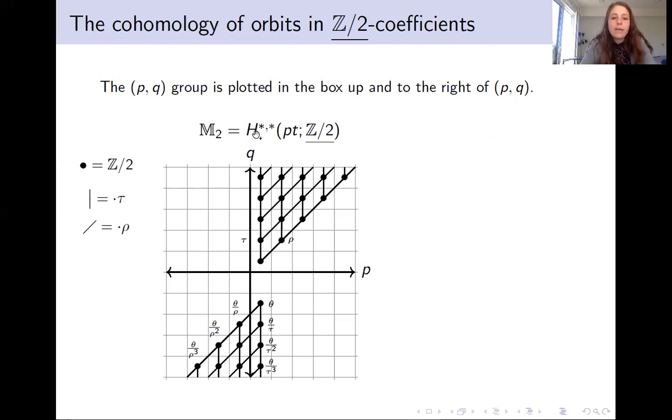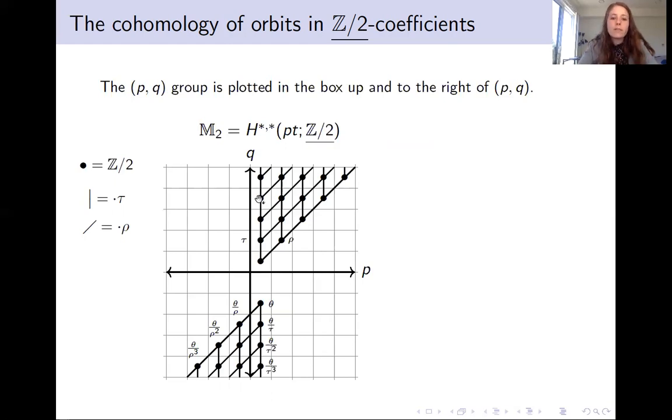So this is a bi-graded ring, so I can record information about it on a grid. So here P is my topological dimension, Q is my weight. And here every dot indicates a Z mod 2. So for example, H00, in this box up and to the right, I see a dot. So H00 of a point is Z mod 2. H01 is Z mod 2. The H10 is 0. So there's nothing there.